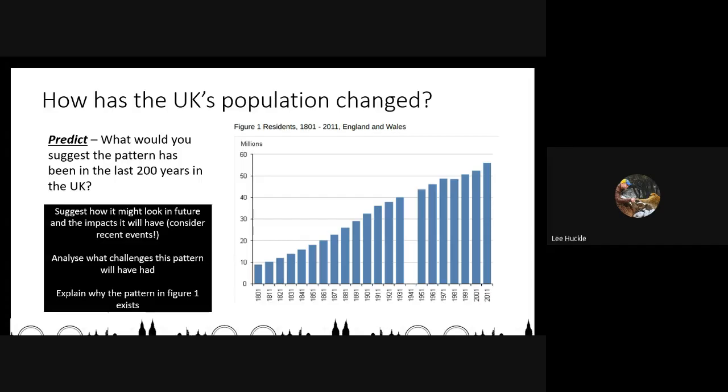Now this is from census data. And you can clearly see there that the UK, or England and Wales, population has grown over time since 1801 quite steadily up to 2011.